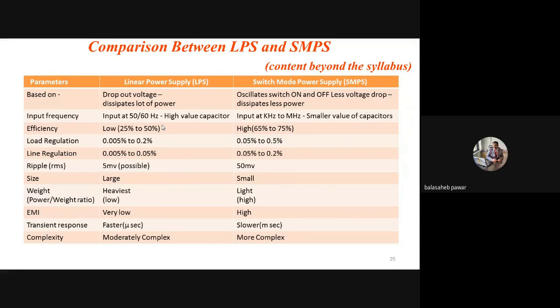Then EMI. Just in the previous slide, I took that point. If it is not properly filtered, then it will generate transients in the supply lines. So this electromagnetic interference, that is EMI, in the case of LPS is not there as switching is not done, while in the case of SMPS it is very high. Then the transient response: LPS is somewhat faster as compared to SMPS. Then complexity: the linear power supply design is somewhat less complex, while SMPS is more complex.